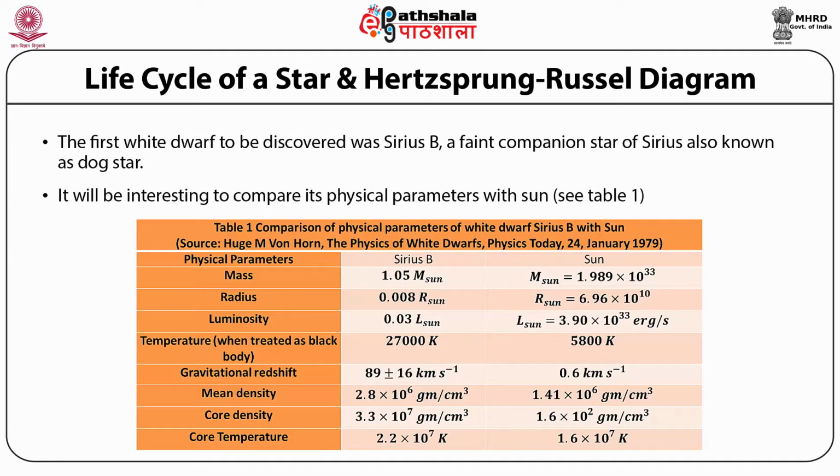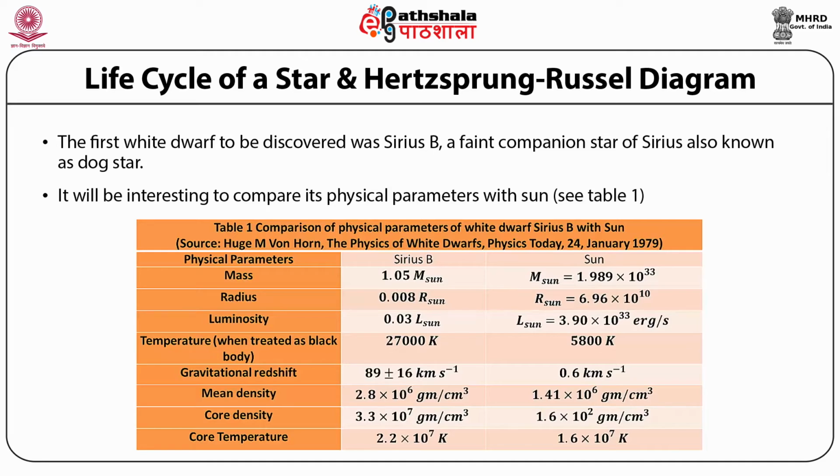whereas the luminosity of the Sun is equal to 3.90 × 10³³ erg per second. Temperature, when treated as a black body, corresponding to Sirius B is 27,000 Kelvin, and of the Sun it is 5,800 Kelvin. The gravitational redshift is 89 ± 16 kilometers per second, whereas for the Sun it is 0.6 kilometers per second. Mean density of Sirius B is 2.8 × 10⁶ grams per centimeter cube, and of the Sun it is 1.41 grams per centimeter cube.